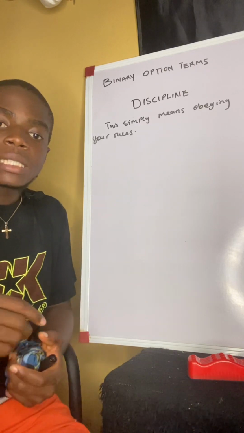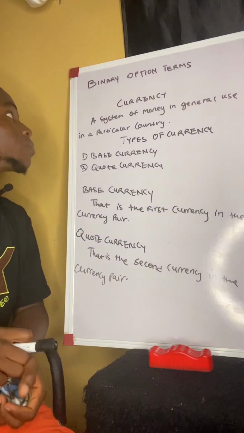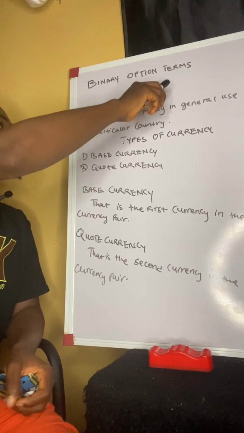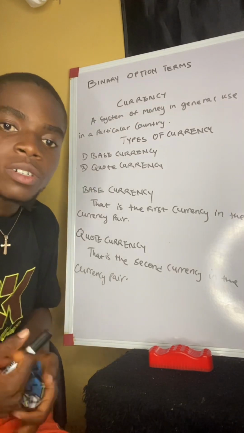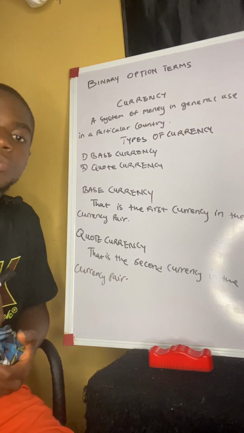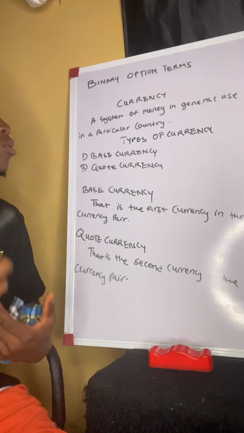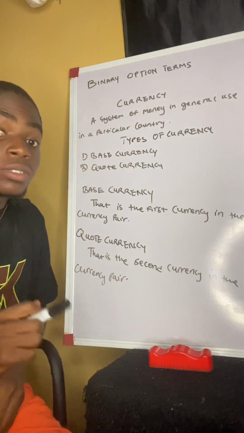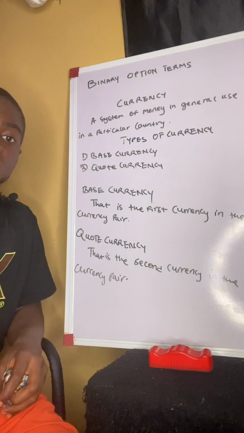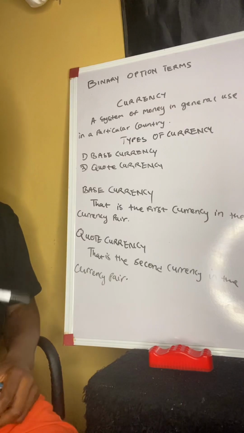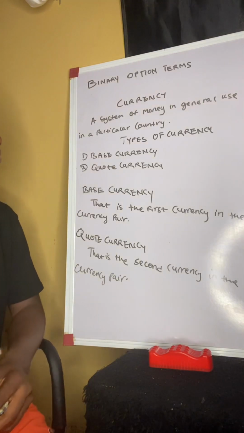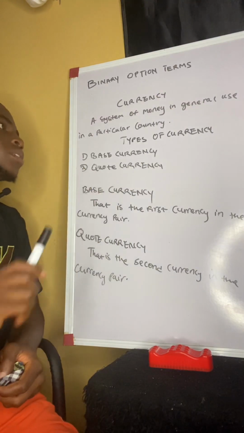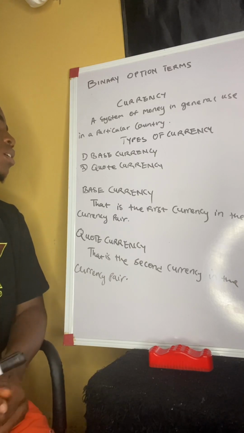Let's move on to our next term, guys. Our next term, look at the word currency. What is currency? Currency is simply a system of money generally used in a particular country. For example, we have the dollars we use in America, and the euro and so on, the yuan and so on. So right now we'll go to types of currency we have in trading.